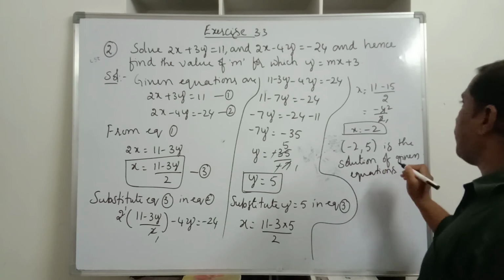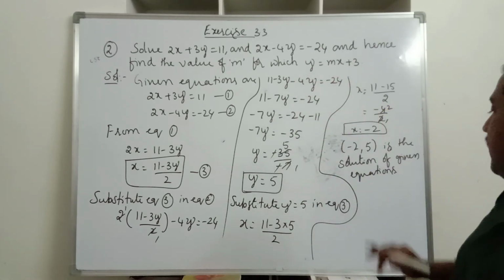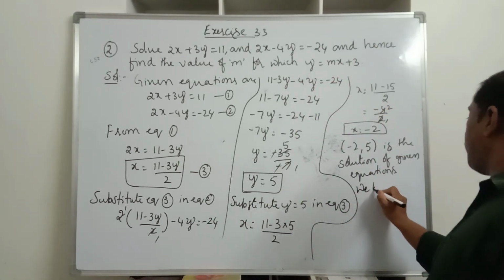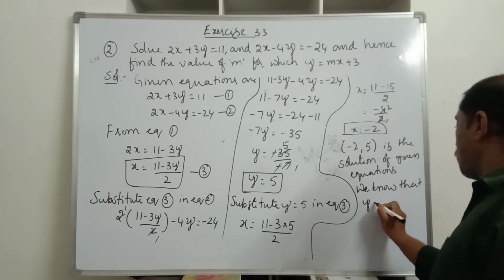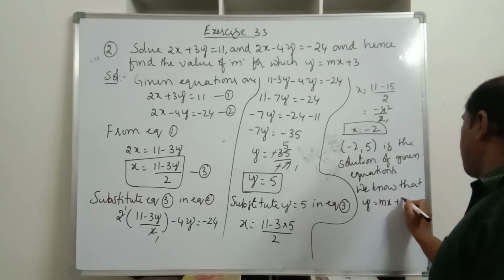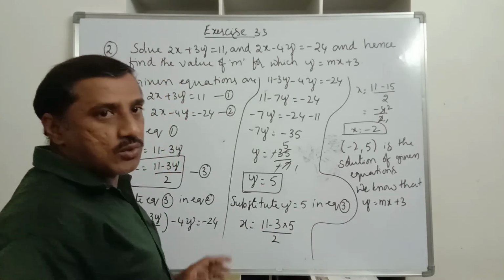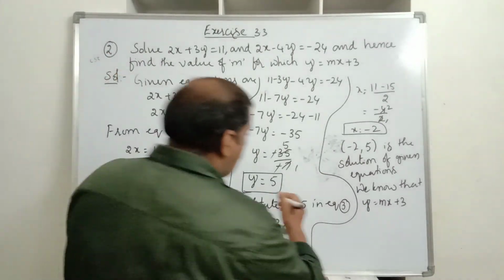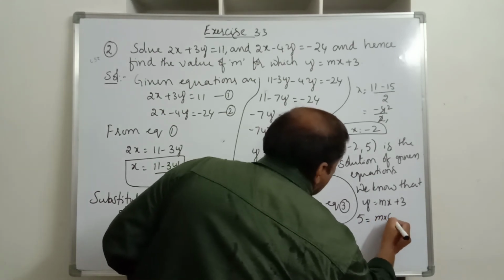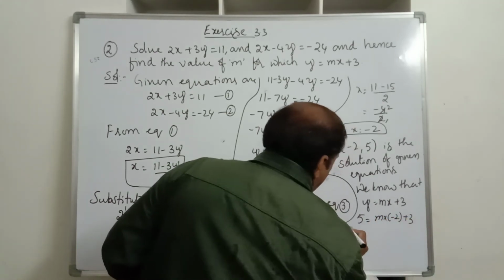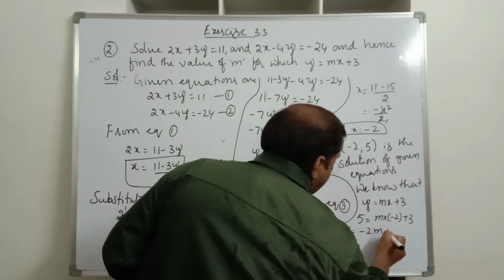So now what we have to find? We have to find the value of m from y = mx + 3. Now substitute y = 5 and x = -2, and simplify this. y = 5, that is equal to m into x = -2, plus 3. That is 5 = m times -2, that is -2m + 3.